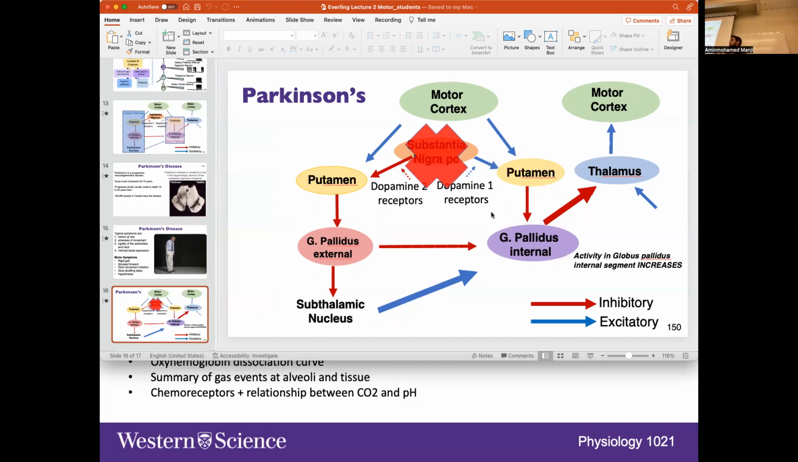So what does that mean? It means that you're inhibiting the structure that's going to promote the activation of the brain area that's going to allow you to move, right? So you lose excitation to the motor cortex. What do you think your movement is going to be like if your motor cortex is less excited? It's going to be pretty poor, right? You're going to have slow, rigid movements.